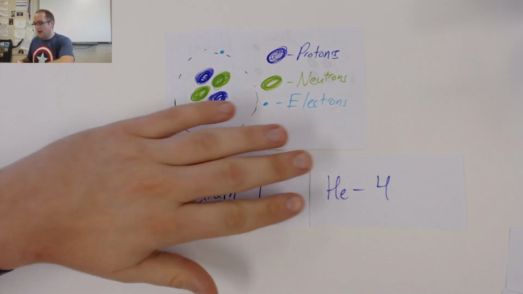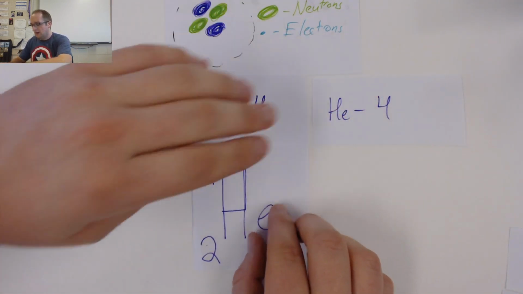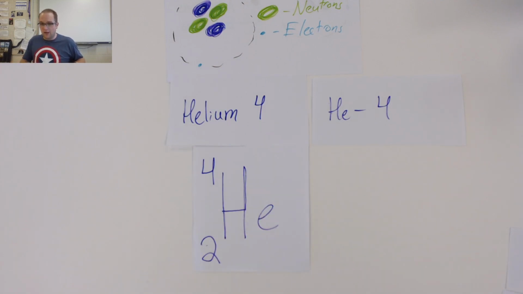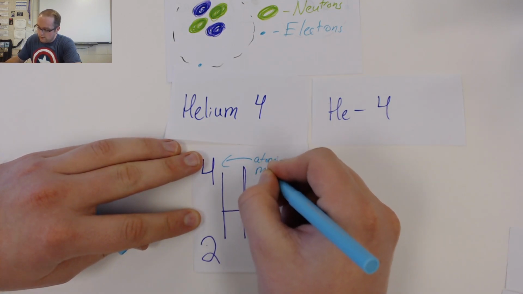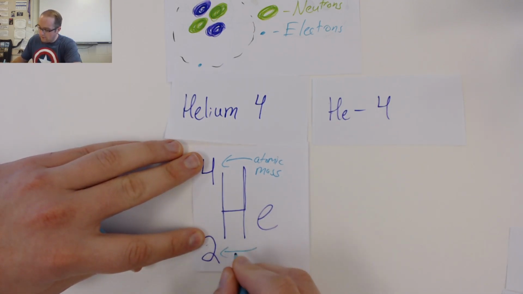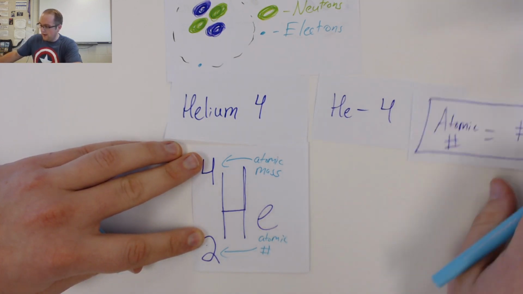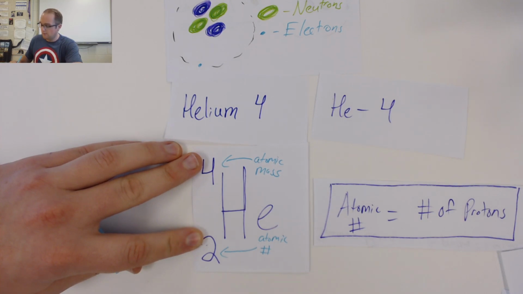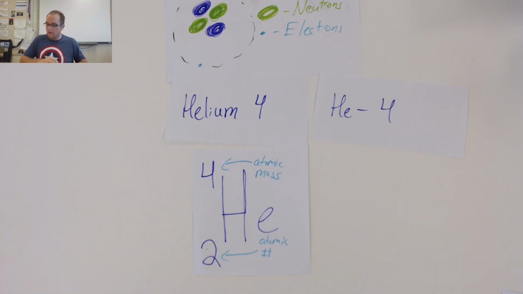So, finally, we have a last type of notation, which is going to look a little bit like this, where you have the symbol for He, and then you have a 4 and a 2. So the 4 here is going to represent your atomic mass. So that's your protons plus your neutrons, whereas the 2 is very simply the atomic number, which we already know is the exact same as our number of protons.